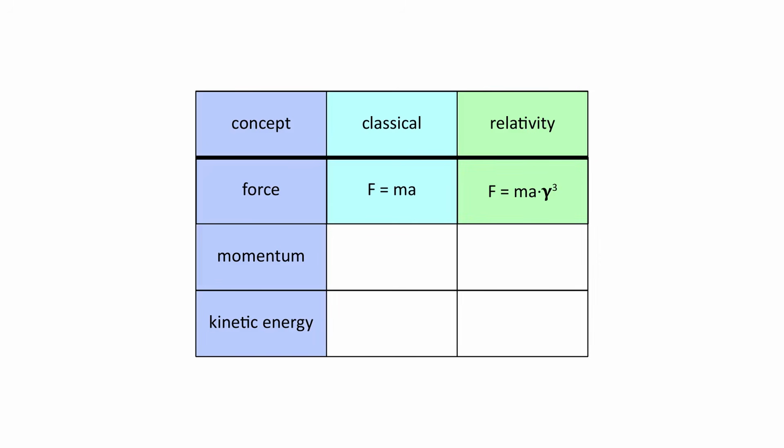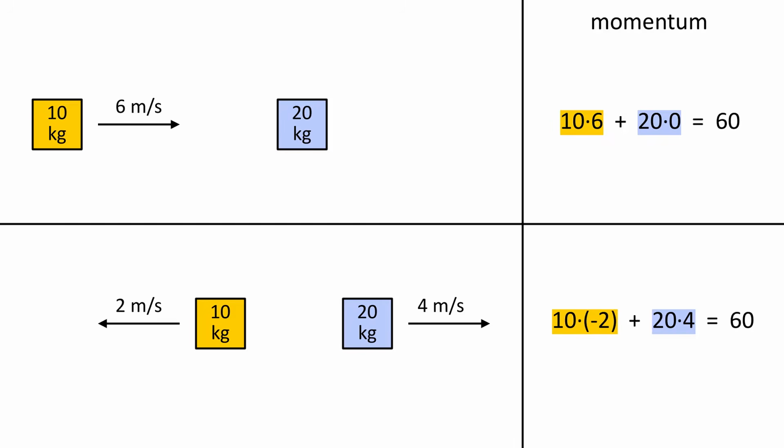Now it's time for momentum. In classical physics, the momentum of an object is simply mass times velocity. It's represented by lowercase p, so p equals mv. The cool thing about momentum is that it's always conserved. For example, in the sliding block collision, total momentum is equal both before and after.